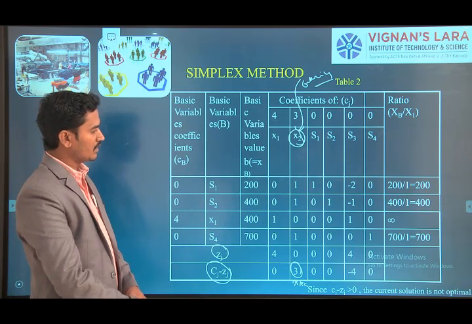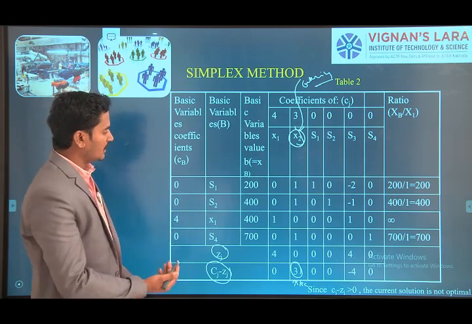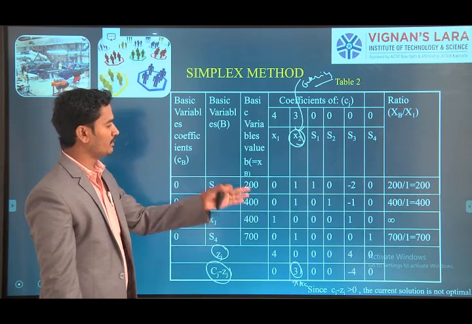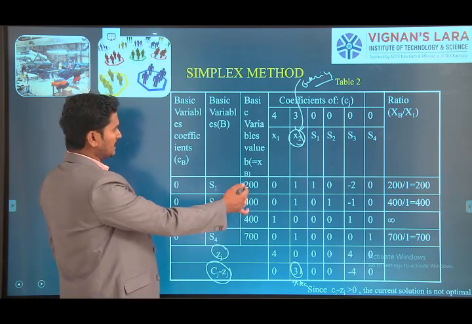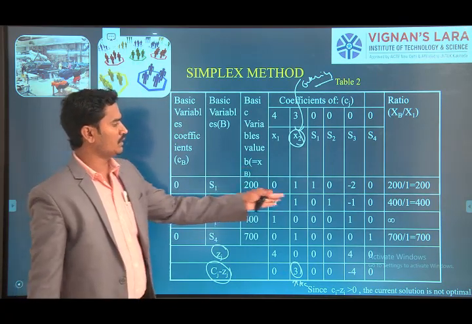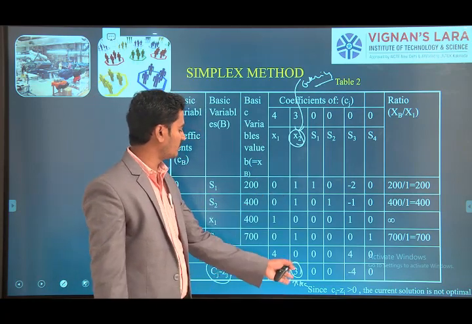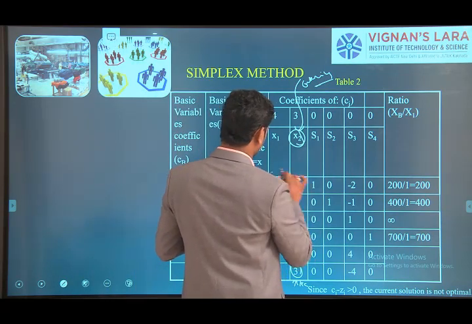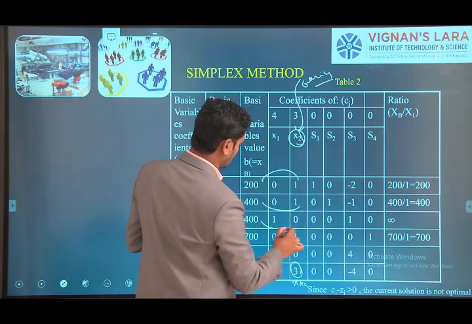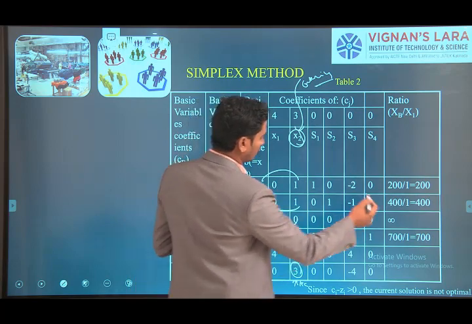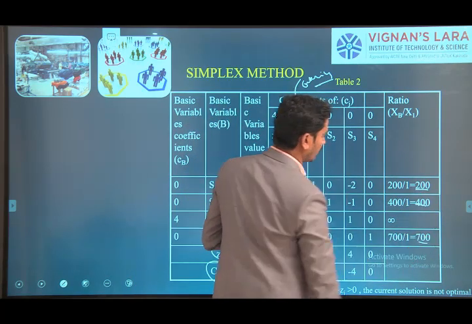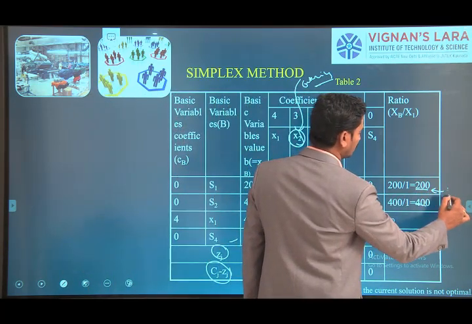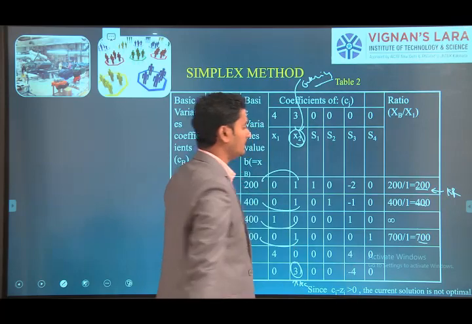From the minimum ratio, we are going to find the leaving variable. How do we find the minimum ratio? Based on the basic variable solution values and the key column. Here this is the key column, and here we have the basic variables. So 200 by 1, 400 by 1, 400 by 0, 700 by 1. From this we get the minimum ratios. Here, which one is the minimum? The first one is the minimum. So we take this one as the key row.